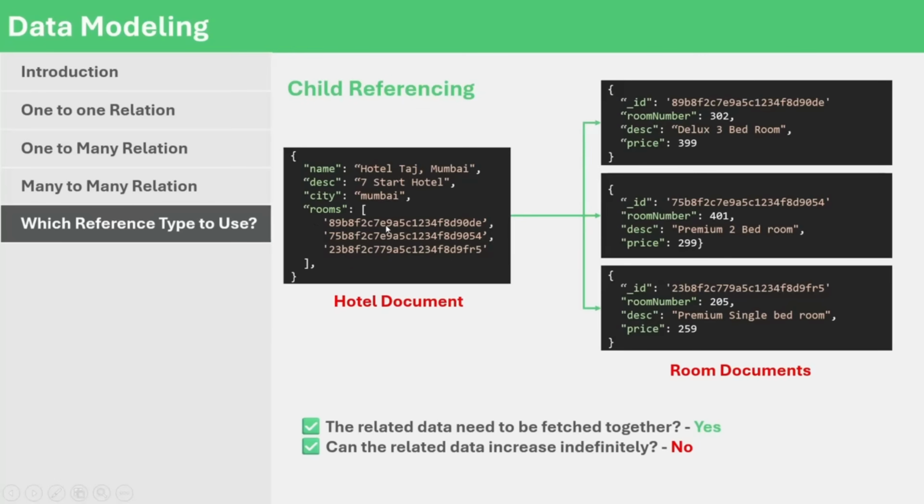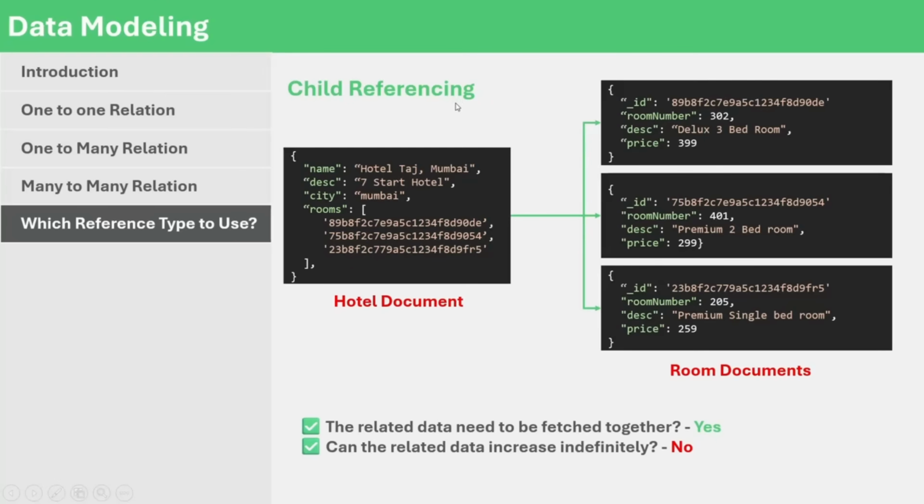And also, for each hotel, there will be a definite number of rooms. So for example, one hotel can have 100 or 500 rooms maximum, but it will not have thousands or 10 thousands of rooms, right? So this rooms array, this related data, will not grow indefinitely. So when the related data needs to be fetched together and the related data will not increase indefinitely, then we should go with child referencing.